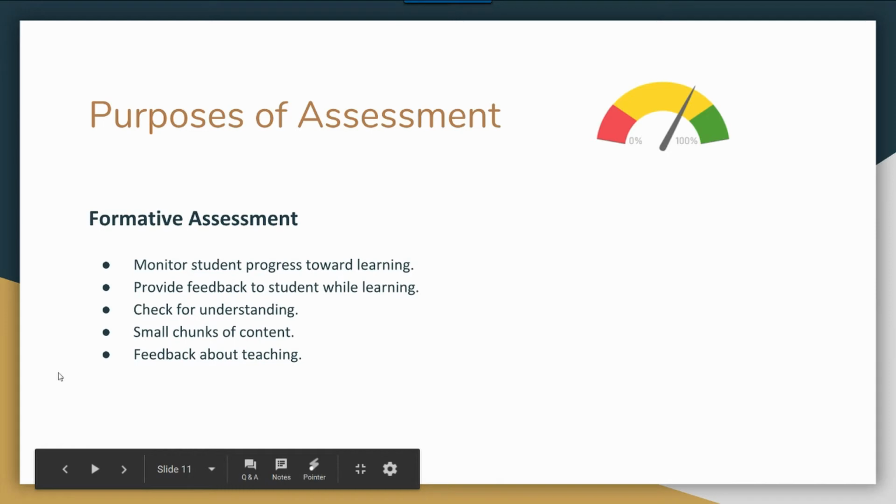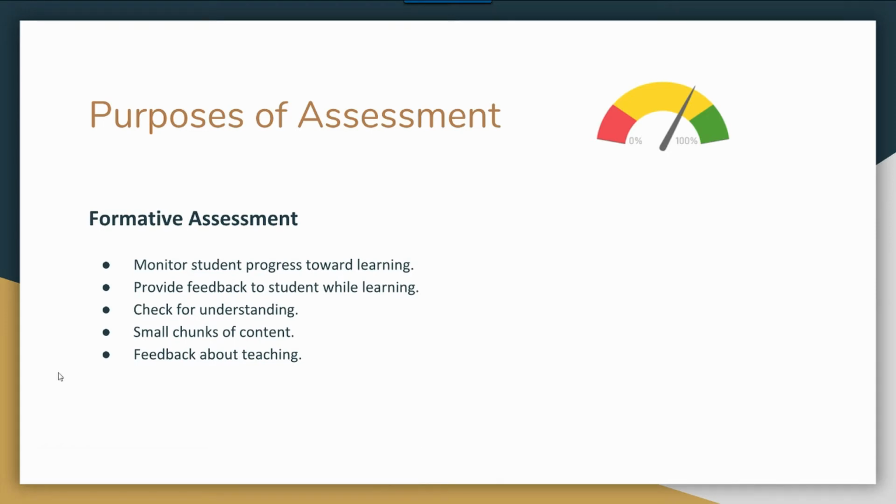You can monitor student progress toward learning. Are they getting it? You can provide feedback to the students. So as you're doing this formative assessment, you might say you need to do a little bit more work here, or you got this part, move on to the next part, so you can give them some feedback. You can check for understanding. I'll show you some quick and dirty ways to do that. Here you use small chunks of learning.